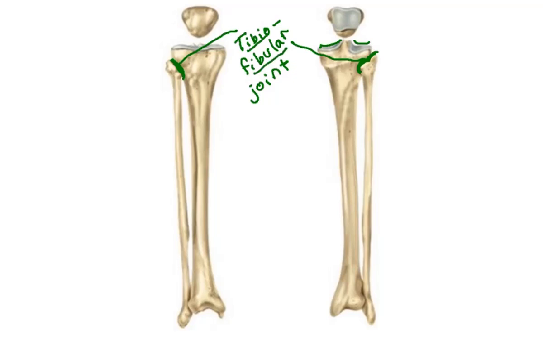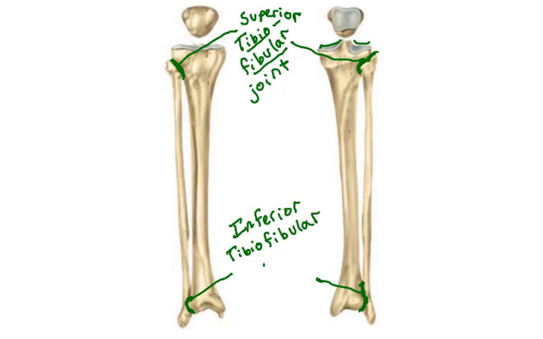And the one on the top here, you just want to add the term superior before the rest of the term. So these would be the superior tibiofibular joints. So if those are the superior tibiofibular joints, down here at the bottom where the tibia and the fibula meet, right here, what would these be called? That's right, these would be called the inferior tibiofibular joint.